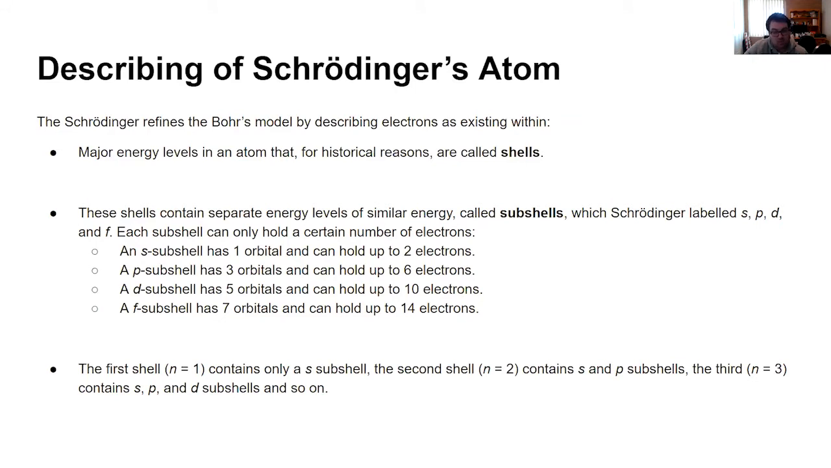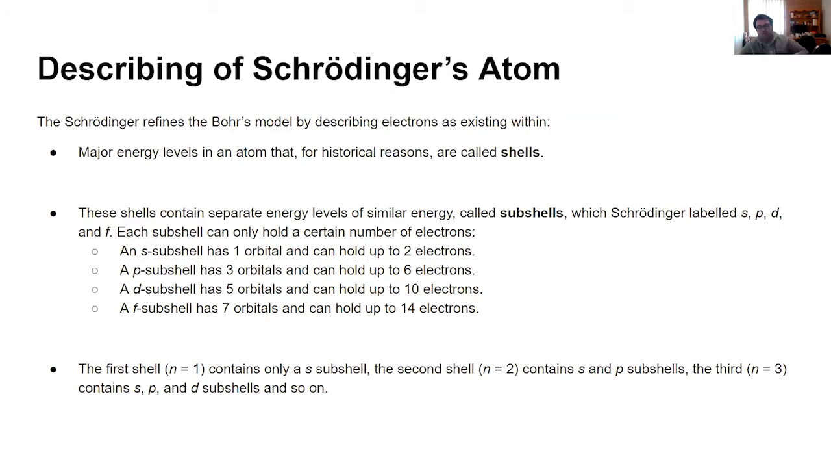Now, each orbital found within a subshell can hold 2 electrons. All the S-shaped subshells only have a single orbital, which means they can fit 2 electrons. The P-shaped subshells have 3 orbitals, so you can fit up to 6 electrons. The D, which is where the transition metals start, have 5 orbitals, so you can fit up to 10. And the F subshell, which is the lanthanides and actinides, have 7 orbitals, which means you can fit up to 14 electrons.